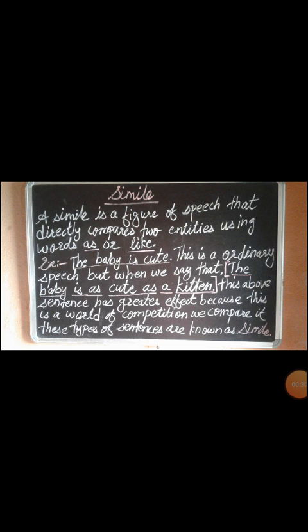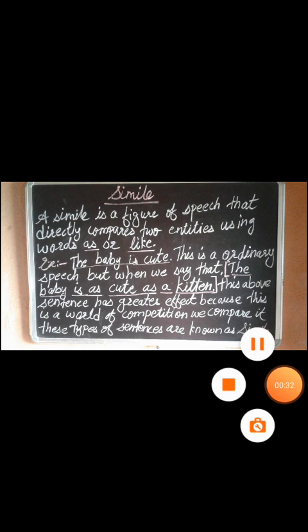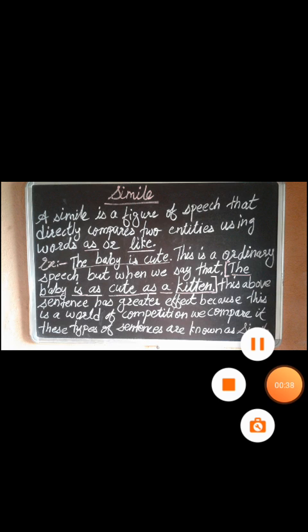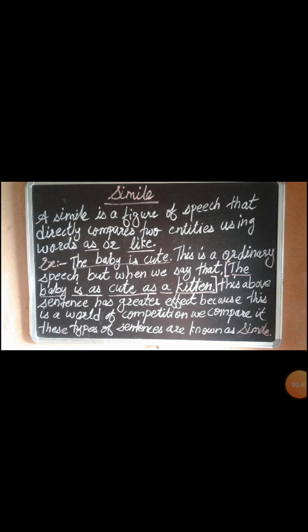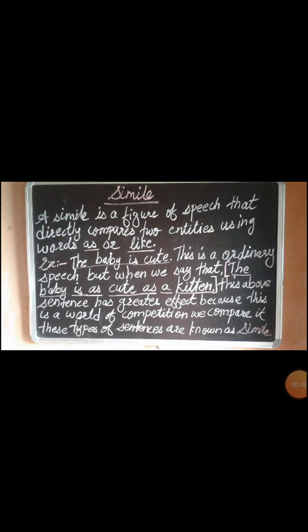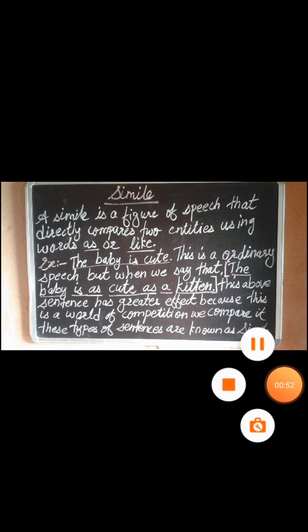Okay children, a simile is a figure of speech that directly compares two entities using the words as or like. Two entities means two things we compare. We compare two things using the word as or like. For example, the girl is very sharp, very sharp like a cheetah. We just compare it.